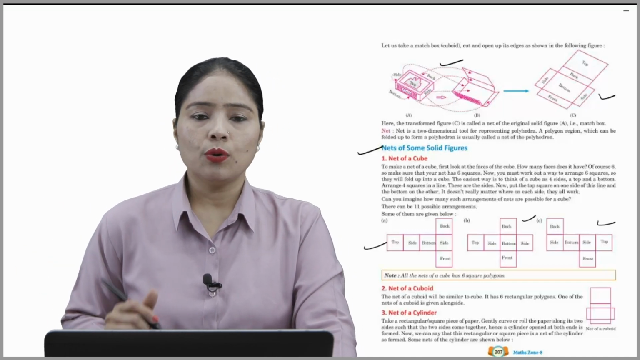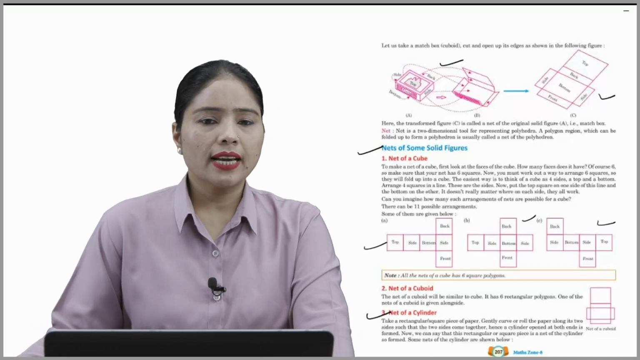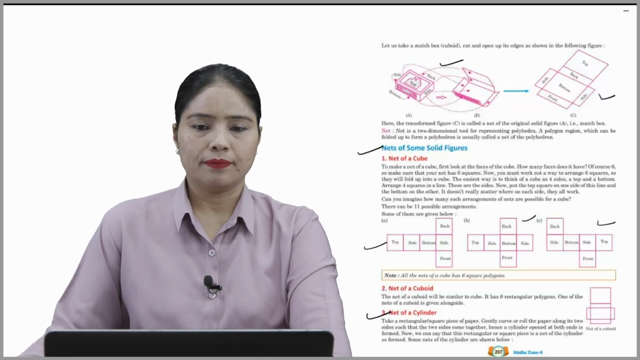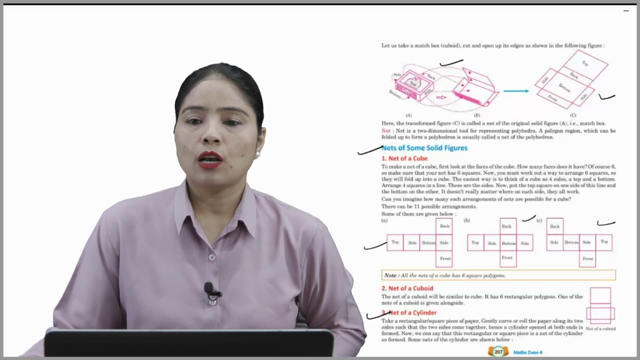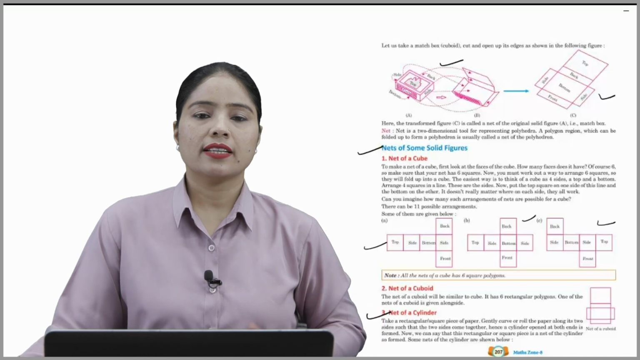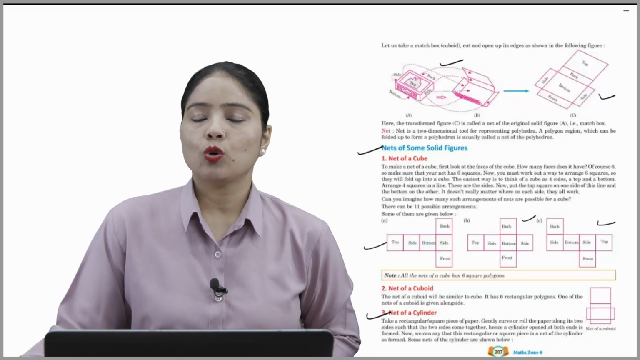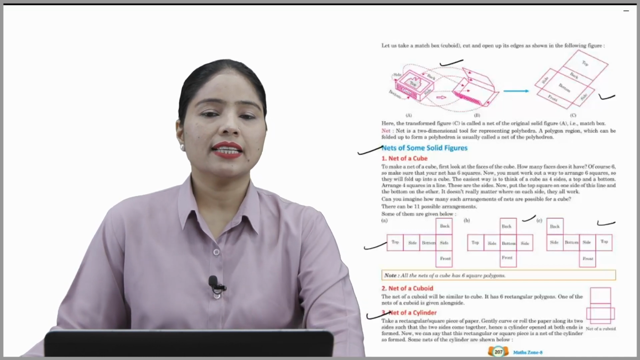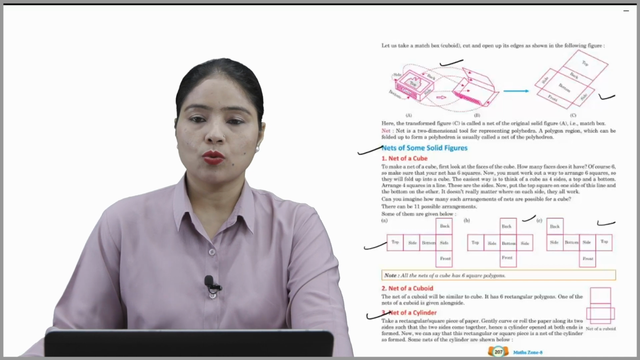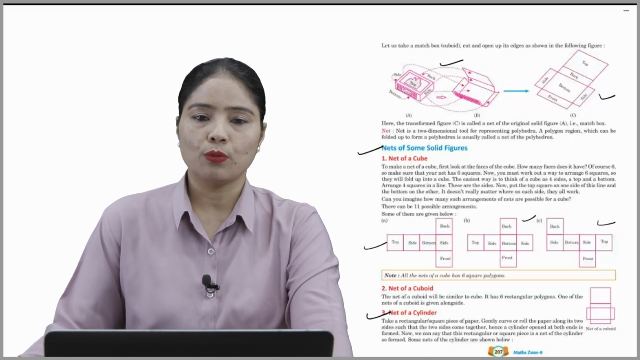Okay. Now net of a cylinder. Take a rectangular or square piece of paper. Gently roll the paper along its two sides such that the two sides come together. Hence, a cylinder open at both ends is formed. Now, we can say that this rectangular or square piece is a net of the cylinder so formed.